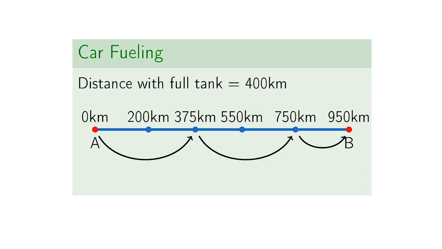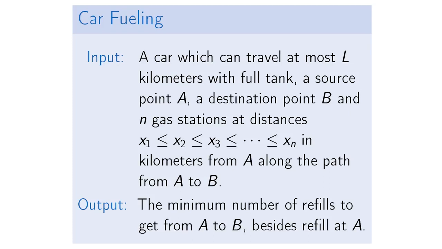Here is another route which only uses 2 refills. We get from A to the second gas station, less than 400 kilometers. Then we get from the second gas station to the fourth gas station, again less than 400 kilometers. And then from the fourth gas station to B, only 200 kilometers. And this route uses only 2 refills. And it turns out that in this problem, the minimum number of refills is exactly 2.